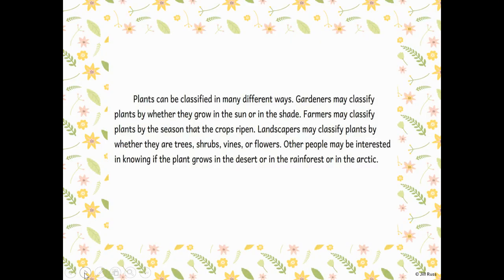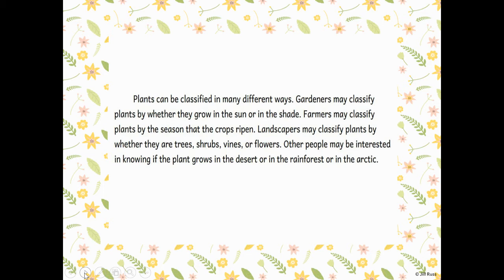Plants can be classified in many different ways. Gardeners may classify plants by whether they grow in the sun or in the shade. Farmers may classify plants by the season that the crops ripen or grow in. Ripen was one of our vocabulary words. Landscapers may classify plants by whether they are trees, shrubs, vines, or flowers.